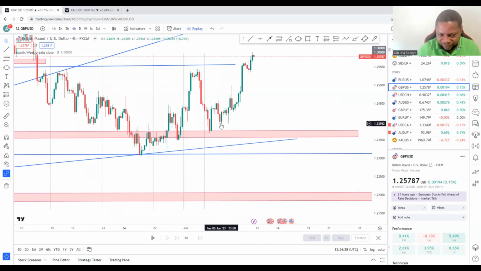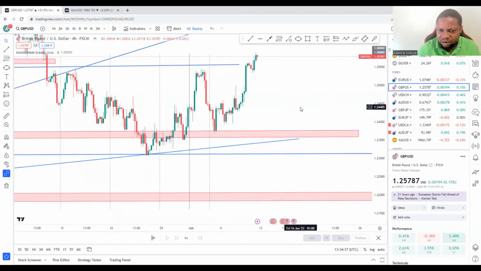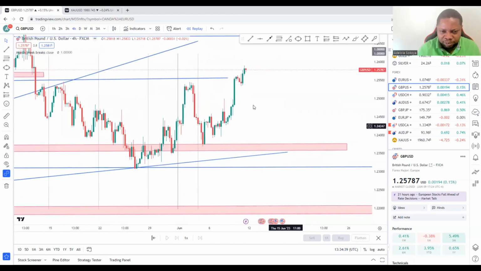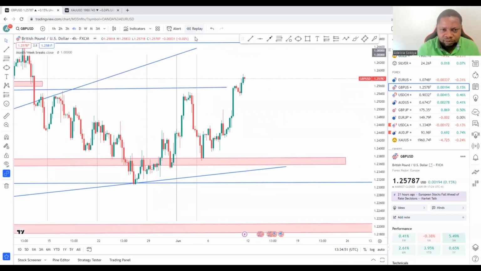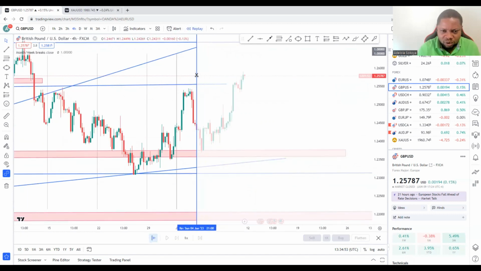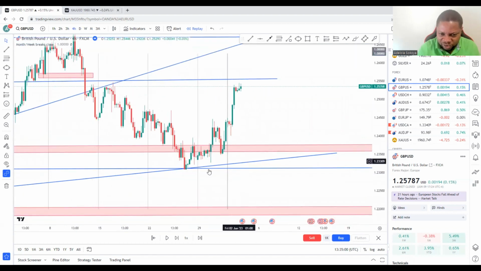So what I did was I waited. After this pullback, I placed my buy and I followed price all the way up. I'm gonna do a little backtesting on this 4-hour time frame, and you'll see the way price actually behaved. So we're gonna play around there, so you can actually see how price behaved around this support area.